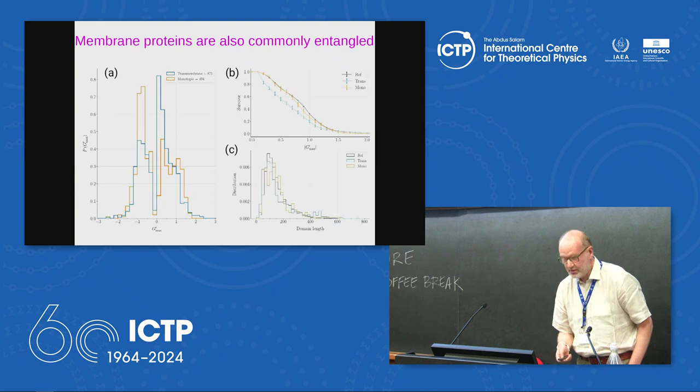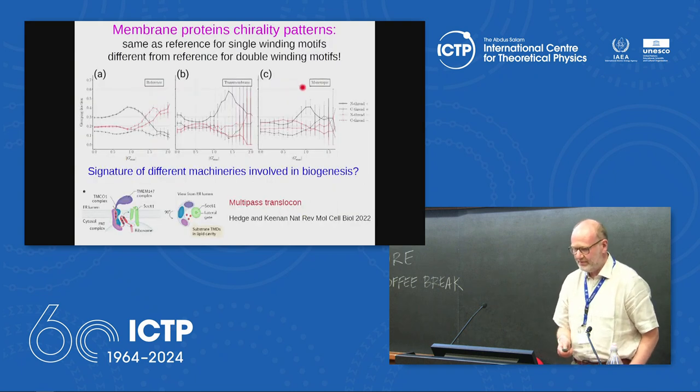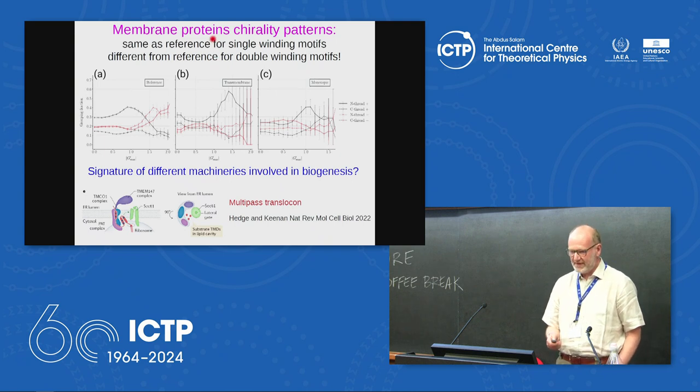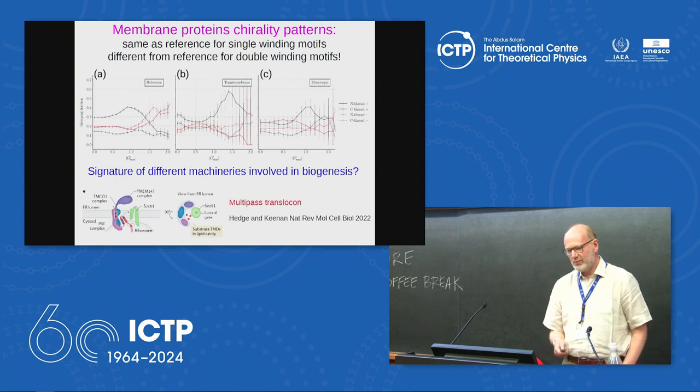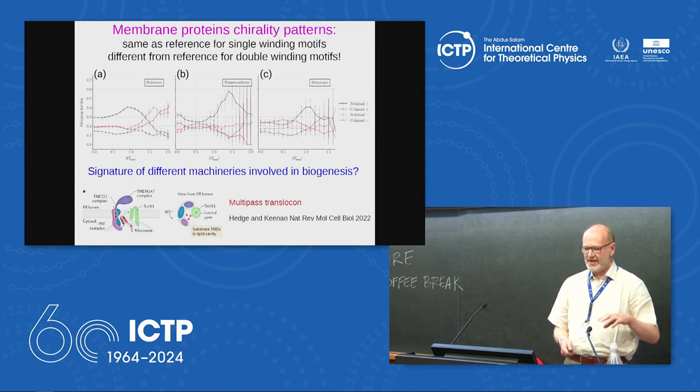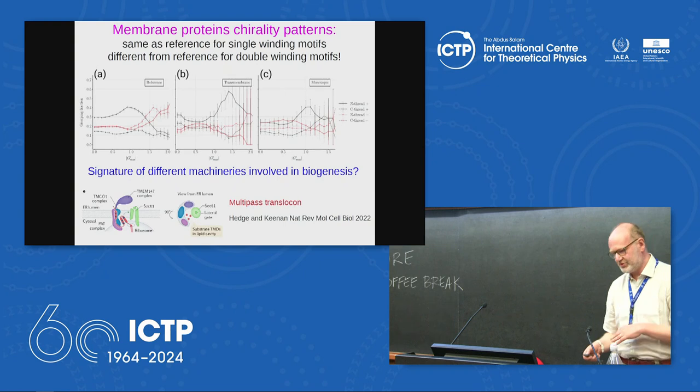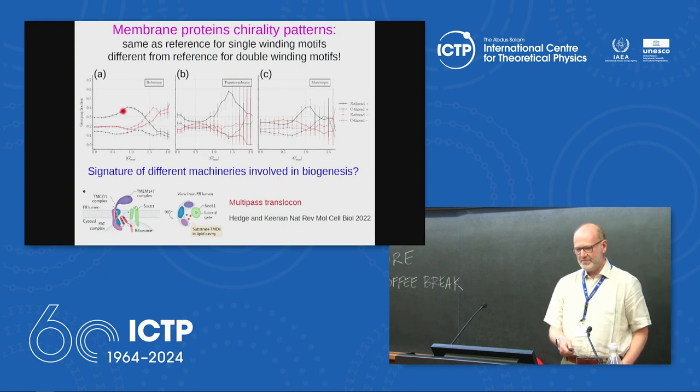Also, we found a specific chirality pattern for membrane proteins, which is different from the one that I just showed you in the case of globular proteins. So now globular proteins are shown here. This is a different way. Essentially, the different colors and symbols refer to the C-thread or N-thread case, positive or negative chirality. So the peak for this black curve signals the preference for N-thread with positive chirality we just discussed.